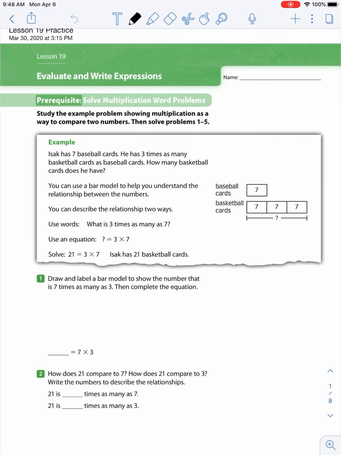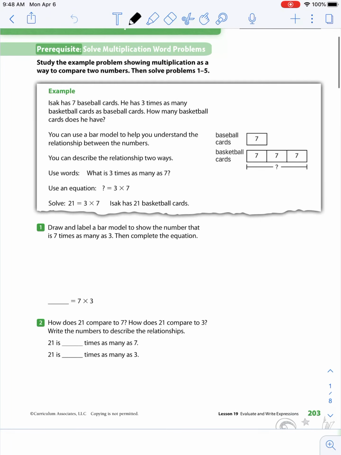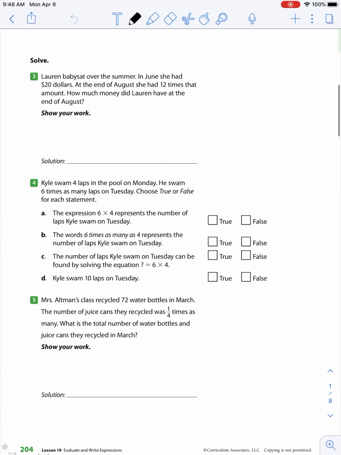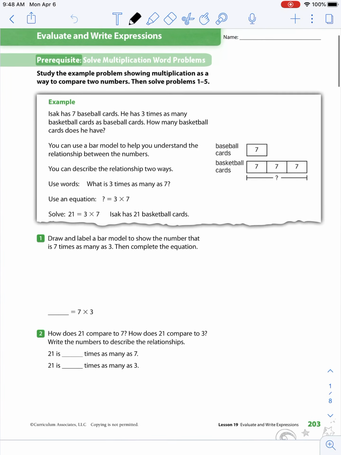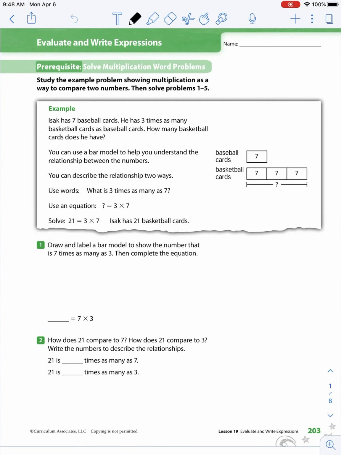All right, let's check out your answers from last week. In your practice book, we are on page 203 and 204. This was the first practice that you had to do on lesson 19, which is evaluating and writing expressions. So let's take a look at the example.